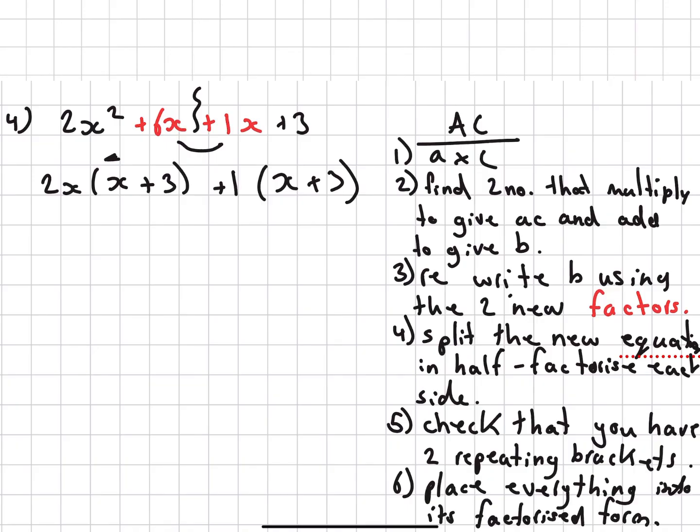So the way that we do this is we just collect all the terms that are not inside a bracket, so we've got 2x and 1, and place those in the first bracket, so that gives us 2x plus 1. And then we simply put whatever terms are repeating in the brackets as our second bracket, so that gives us x plus 3. And there we go, that's question 4 all factorised.